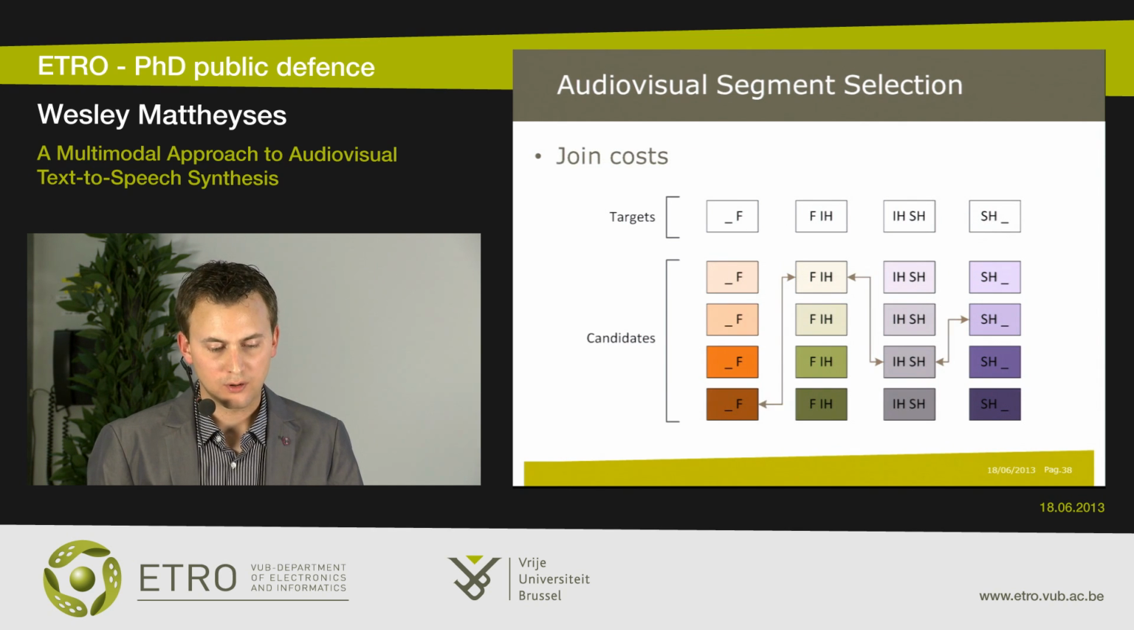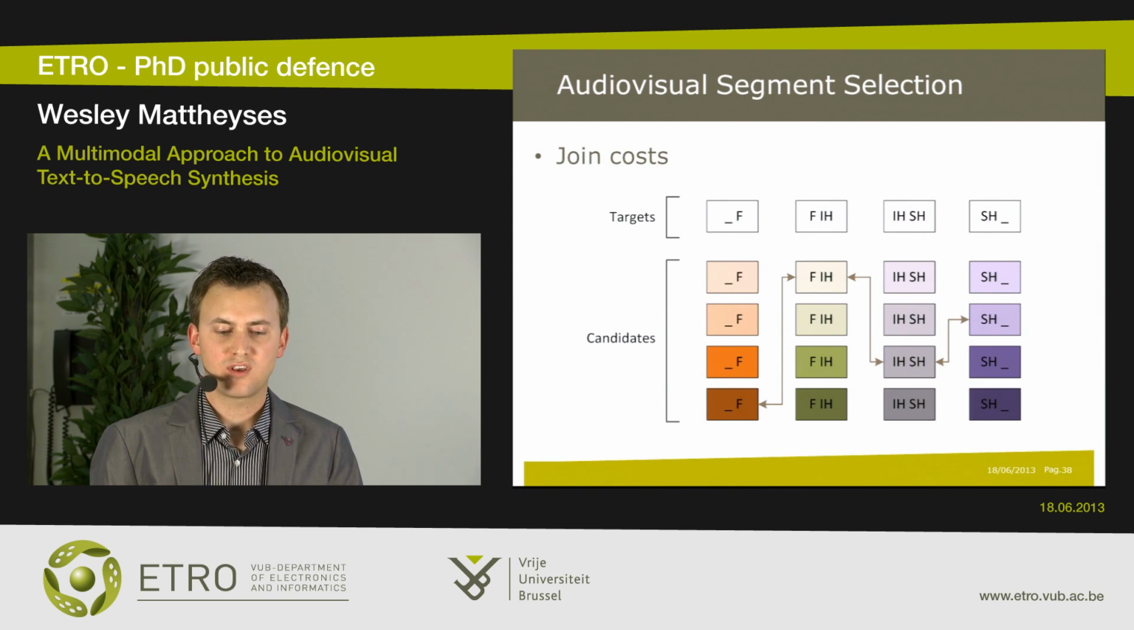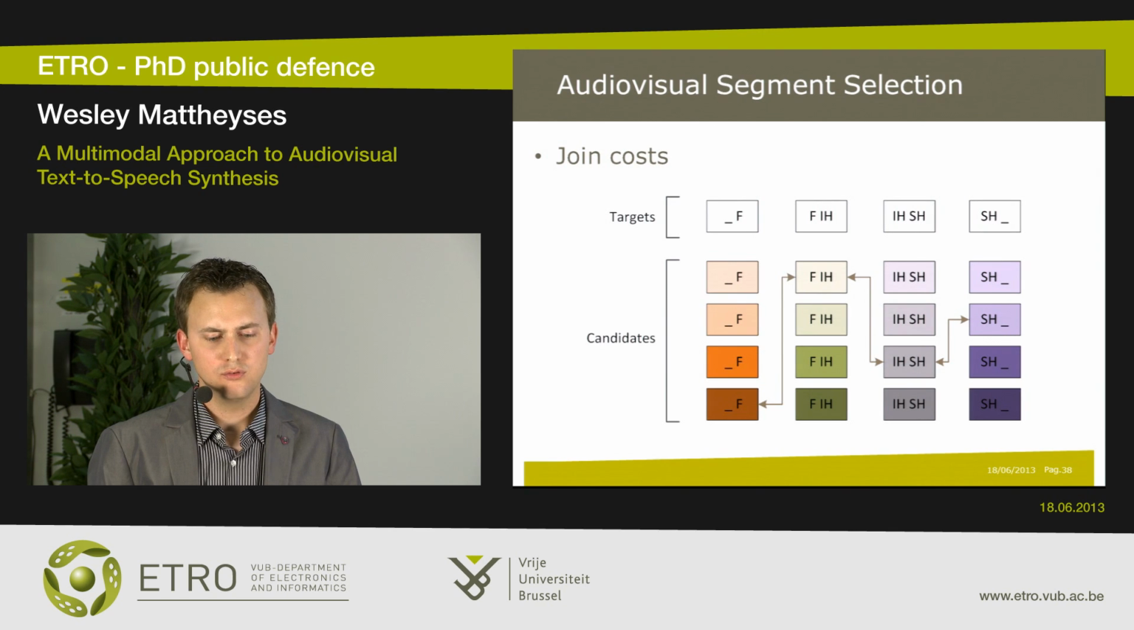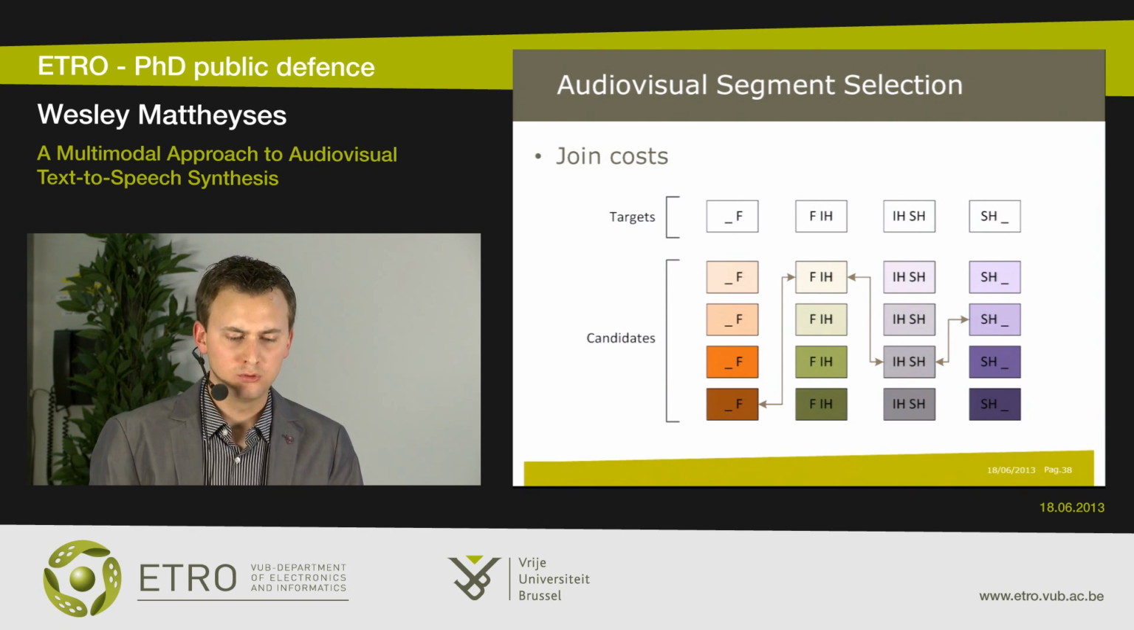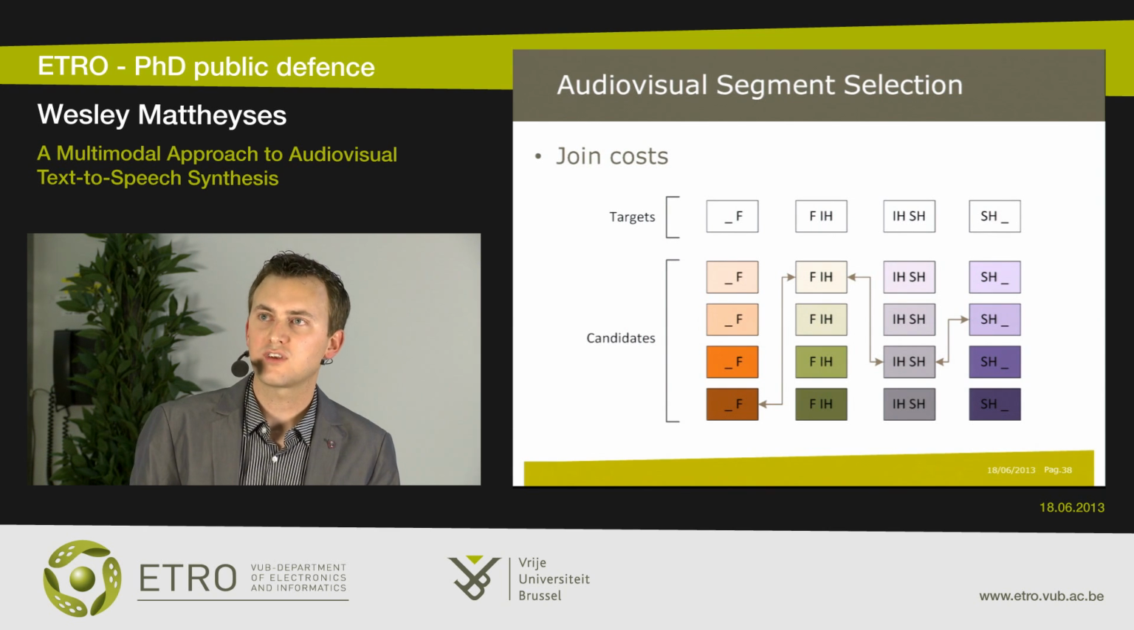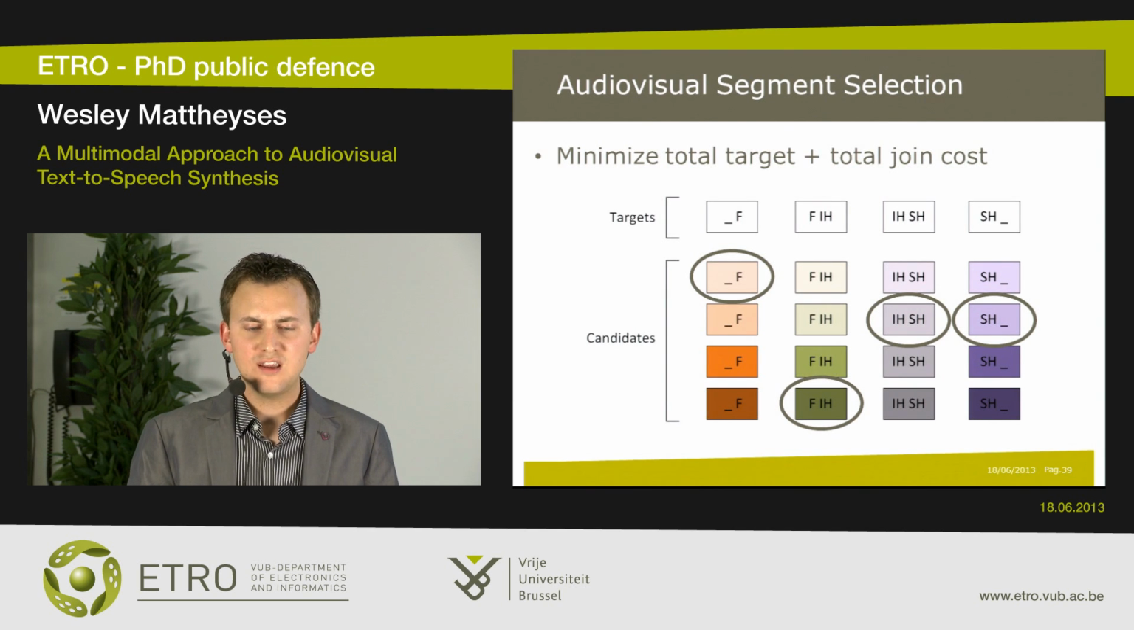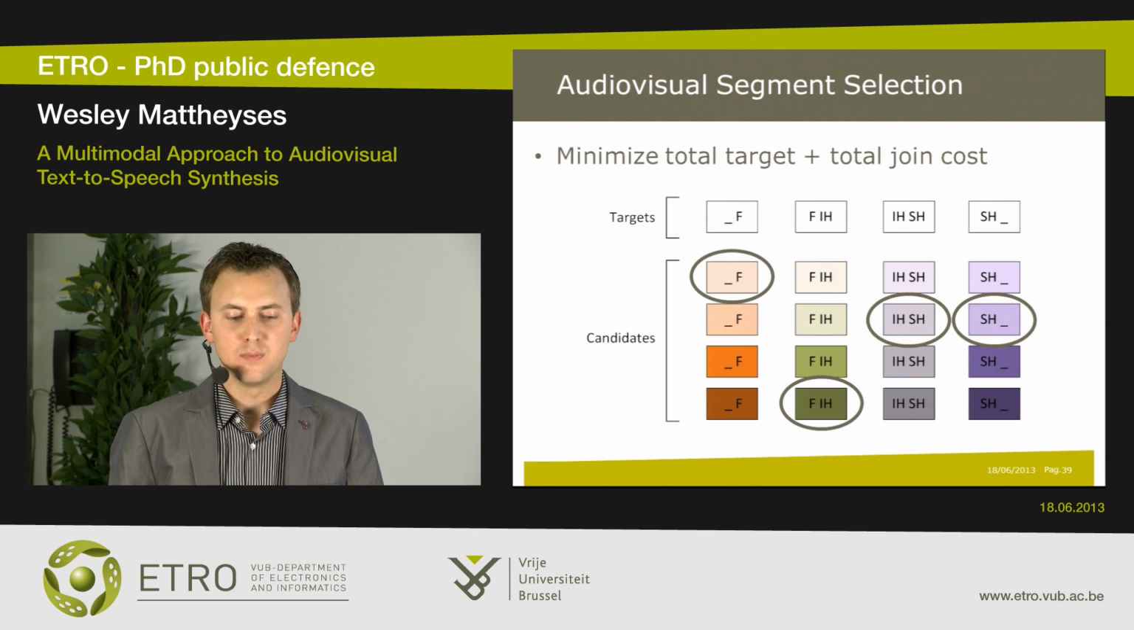On the other hand, you can also calculate join cost values. And these express for each 2 candidates of 2 consecutive target diphones, how easy it will be to concatenate them. So how smooth the transition will be from the first candidate to the second. And now at the end, you select for each target diphone one segment from the database, and then the final collection of selected segments will then determine the minimal total target and total join cost.